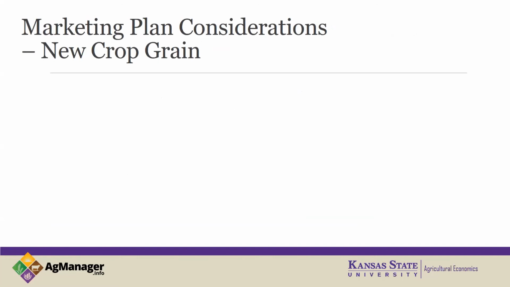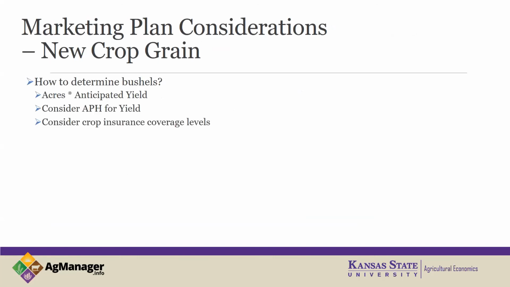Alrighty, let's move to the new crop. Remember, this is the crop that's planted in the ground right now that you're going to be harvesting this fall. So the first thing you might be asking is, how am I going to know how many bushels? What you're going to have to do is determine those bushels as accurately as you can. Here's a way you can do that: simply take your acres times whatever your anticipated yield or your potential yield you think you might be getting. Now that's going to be really hard too, but here are some other ways you might think about that.